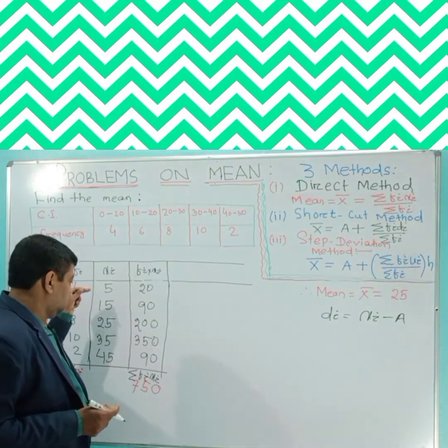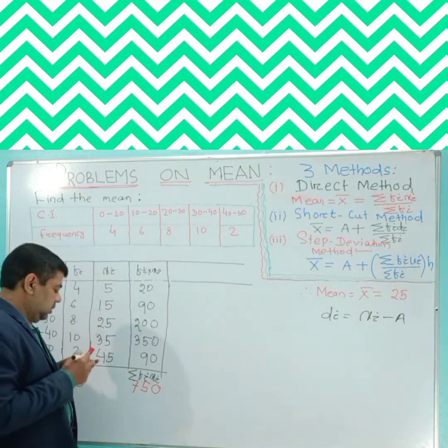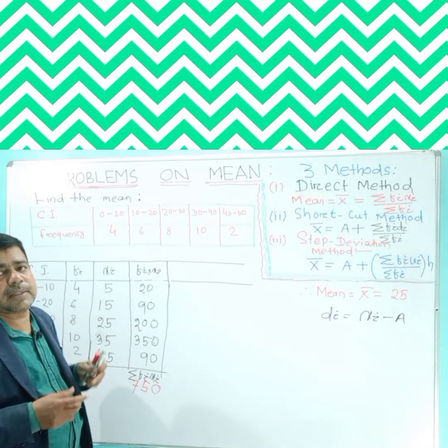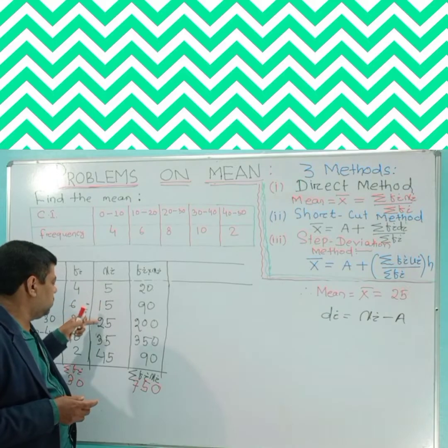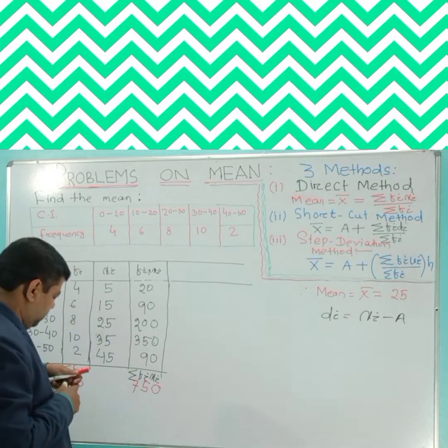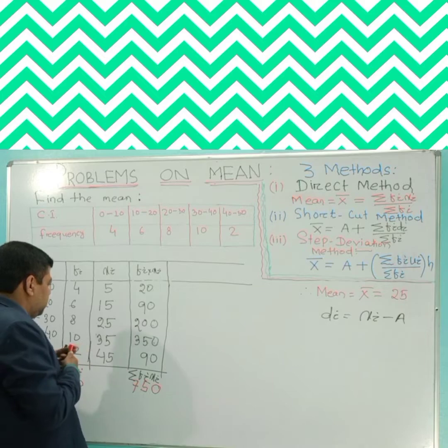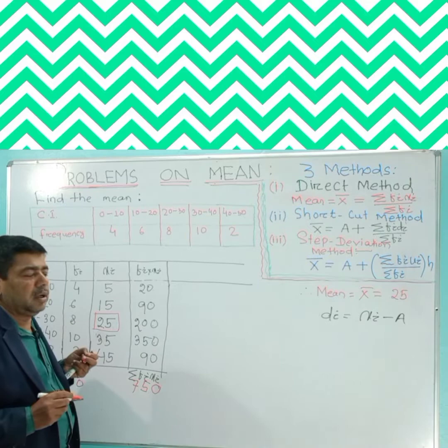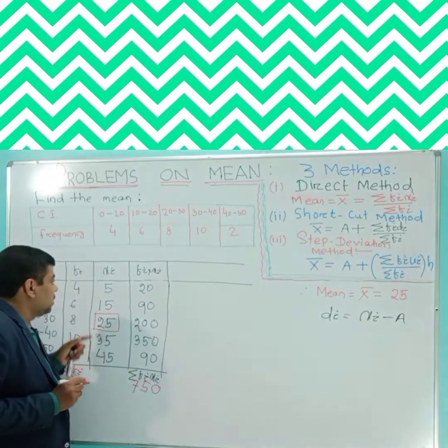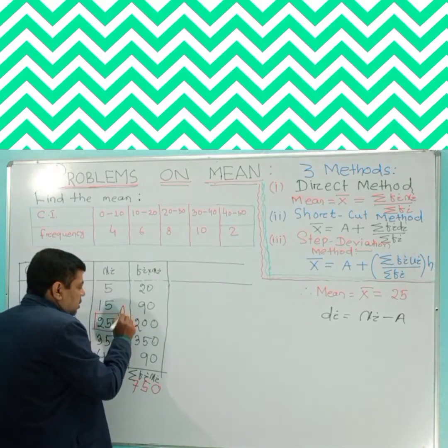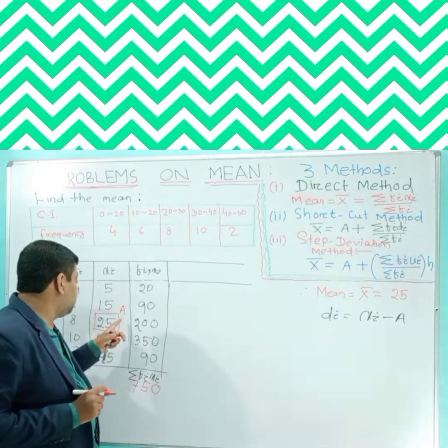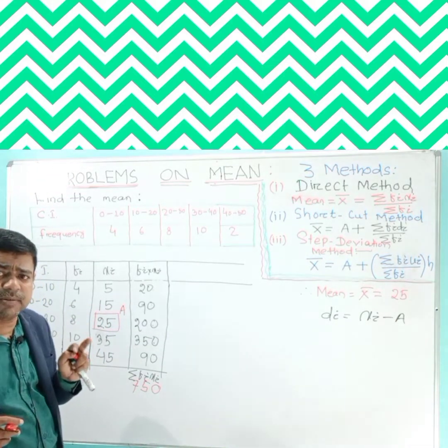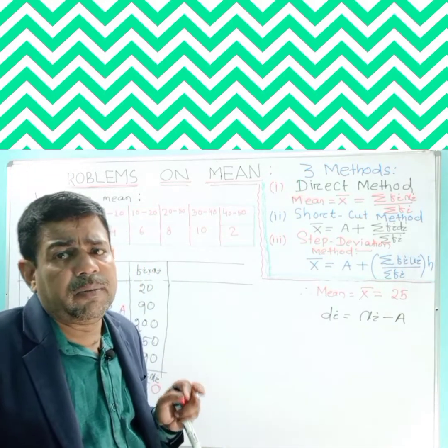In between the values of class mark, you can take any value among the class marks. You see class mark is 5, 15, 25, 35, 45. Let us take a suitable value, suppose 25. This is also known as the starting point. Let the value of a be taken as 25. You can take 35 or 15 also. In these cases, the mean will be the same.